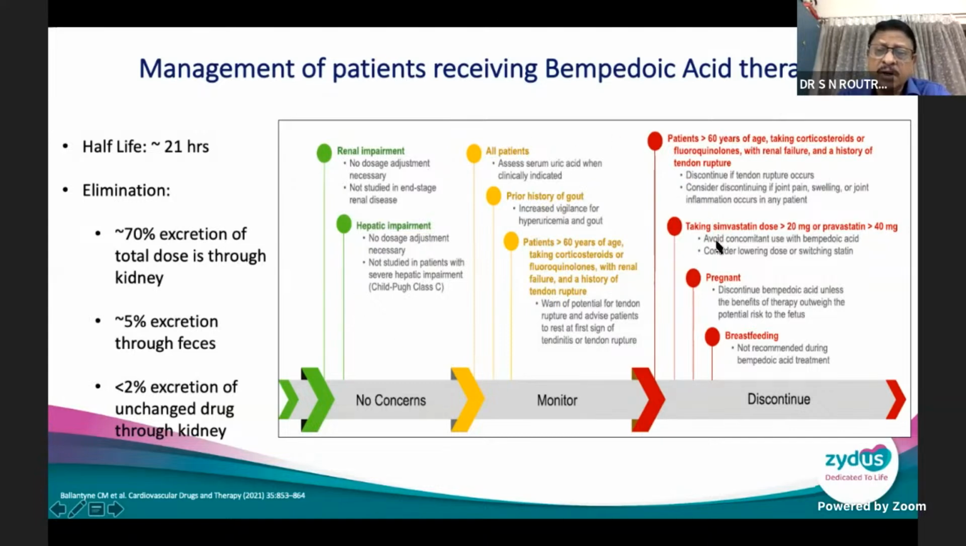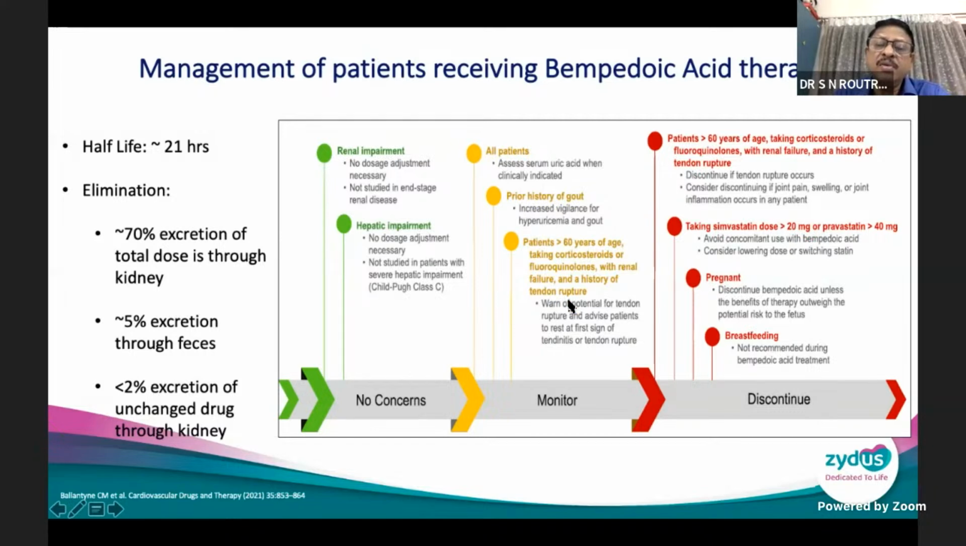This is one of the very important tables, which shows where we should be concerned, where we should monitor, and where we should discontinue treatment with bempedoic acid. The concerns are renal impairment and hepatic impairment. If there is mild impairment of kidney or liver, there is no concern. However, trials are not there in severe impairment. In renal impairment, no dosage adjustment is required. It is not studied in end-stage renal failure, with eGFR less than 30, so there we are not going to give it, but in other situations there is no need for dosage adjustment. Similarly, in hepatic impairment, it is not studied in severe hepatic impairment, so we are not going to give it there, but in milder forms no dosage adjustment is required.